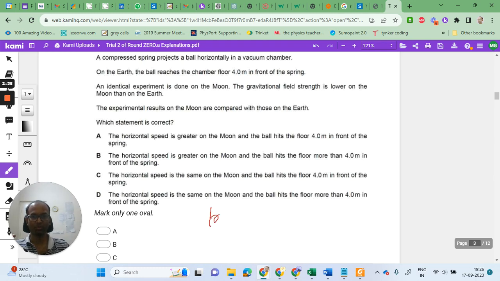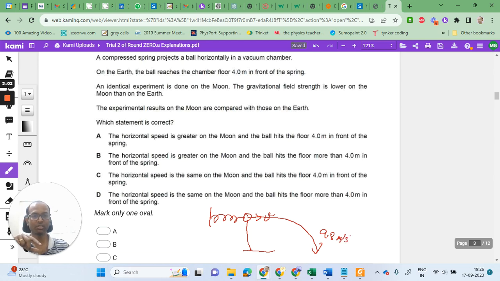So for example, if this is a spring, the ball will get the same horizontal velocity. But then after that, it will travel in the vertical direction with some acceleration due to the gravitational field. On Earth, the acceleration due to the gravitational field is 9.8 meters per second squared. On the moon, it is 1/6 of this. So on the moon, its downward motion will be slower. It will increase at a slower rate. So it will cover a lesser downward distance in the same time.